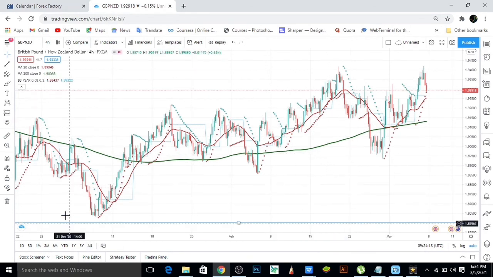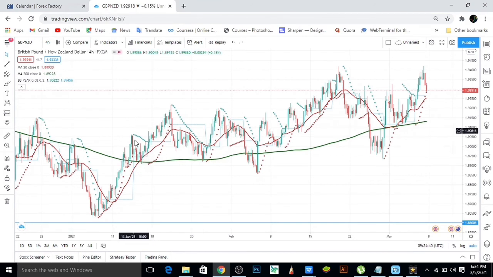So, how do you use the parabolic SAR? You can see all these dots. You can see green dots and red dots everywhere. Now, what are these dots telling you to do?